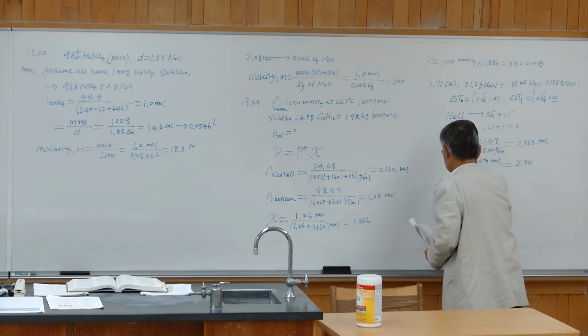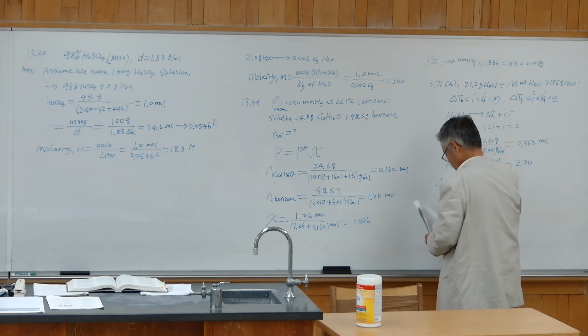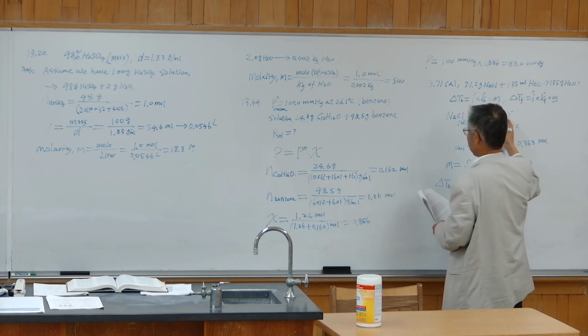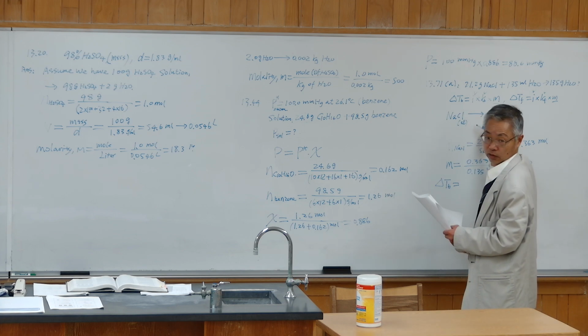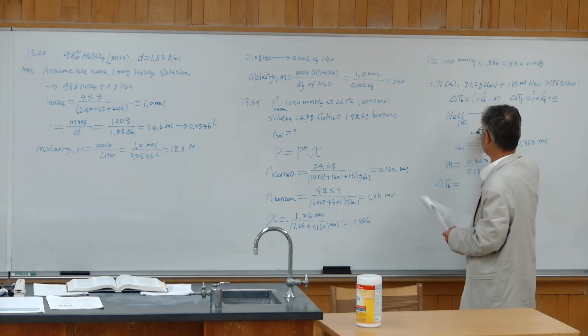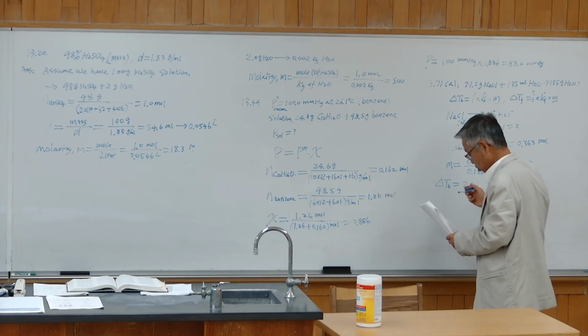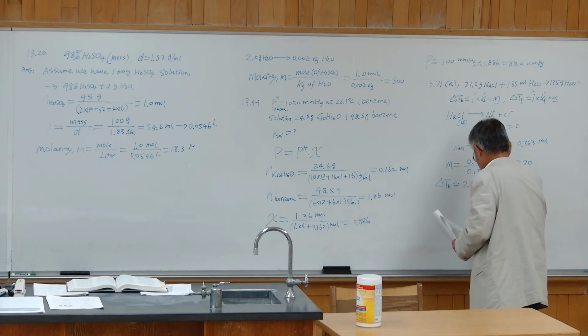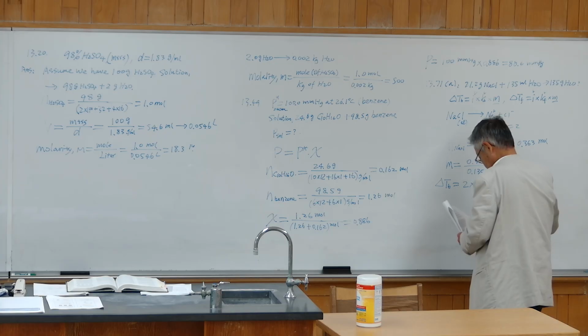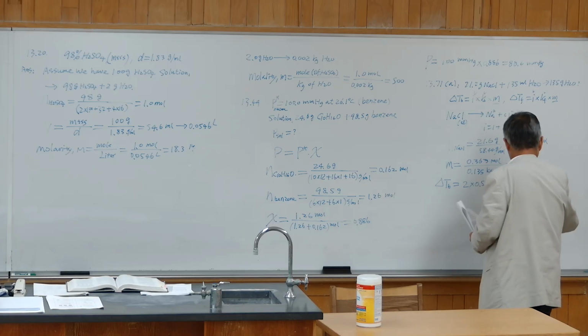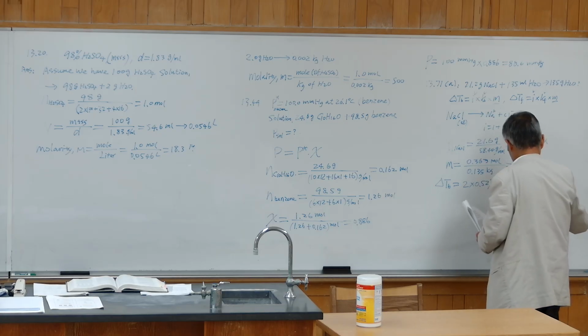Then delta TB is i times Kb times m. Like I explained, this i is 2 particles for every unit of sodium chloride dissolved, so this is 2. Kb from the table provided is 0.52 Celsius degree per molality for water. Then times 2.7, the molality. So this will be 2.8 Celsius degree.